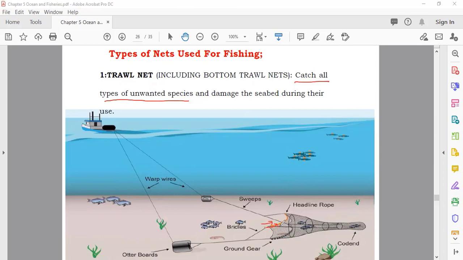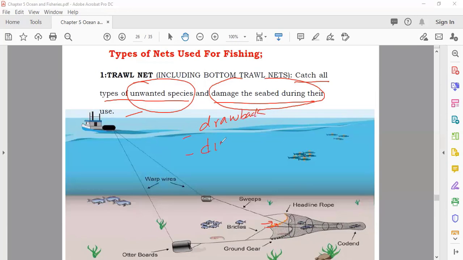So whenever you are talking about trawl nets, it has these two disadvantages, or you can say limitations. Number one, unwanted species come inside. Number two, it damages the seabed during use. So these are two drawbacks, disadvantages, or problems that occur when you are using the trawl net.